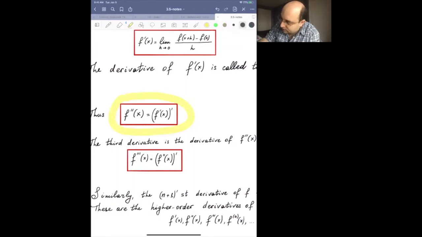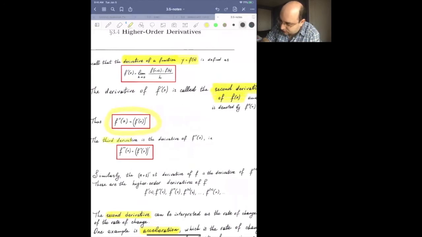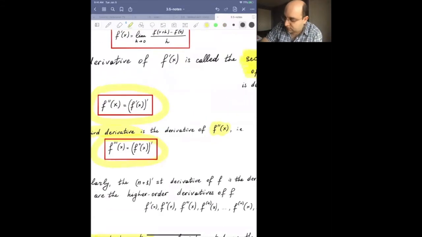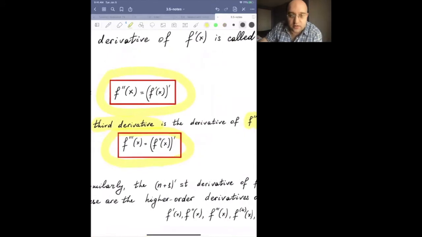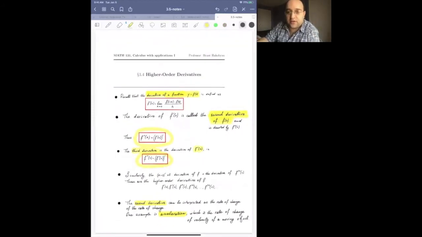Similarly, we can talk about the third derivative of the function, and that's going to be the derivative of the second derivative, which is defined above. So the third derivative can be written as this equation here. The third derivative of a function is the derivative of the second derivative. Similarly, we can define the fourth derivative, fifth derivative, and any number you want. You can define the 100th derivative.